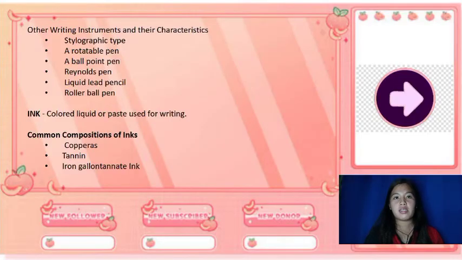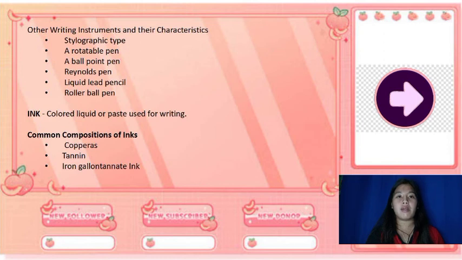Other writing instruments and their characteristics. Stylographic type. It was advertised in 1870. It is being used by artists and draftsmen. A rotatable pen. A pen with a rotating ball conceived in 1888 and placed on the market in 1895. A ballpoint pen. It was first produced in its modern form in Prague in 1935 and in 1938 in Hungary. Reynolds pen. It was first successfully marketed in New York. It is an invention of Milton Reynolds in 1945.